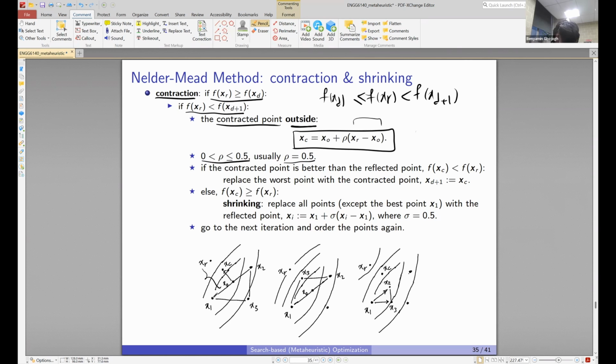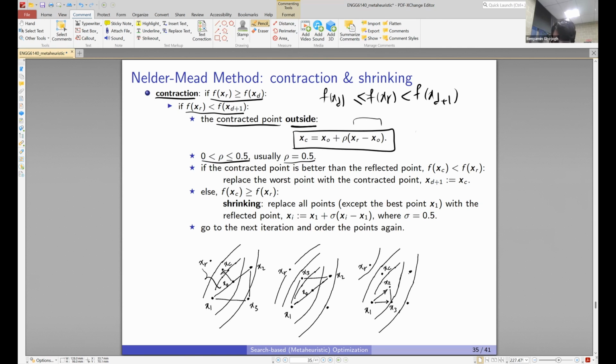So what are we doing here? We are saying that we might reflect the simplex, but contract it. We have a contracted reflected simplex, right? We don't go up to the reflected point. We go up to the contracted point.